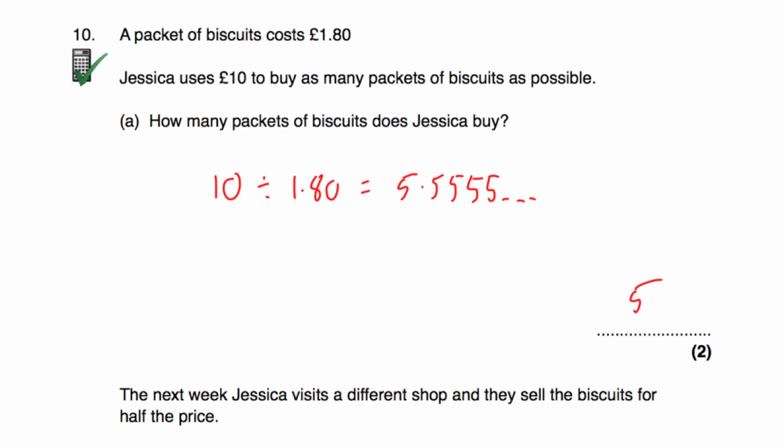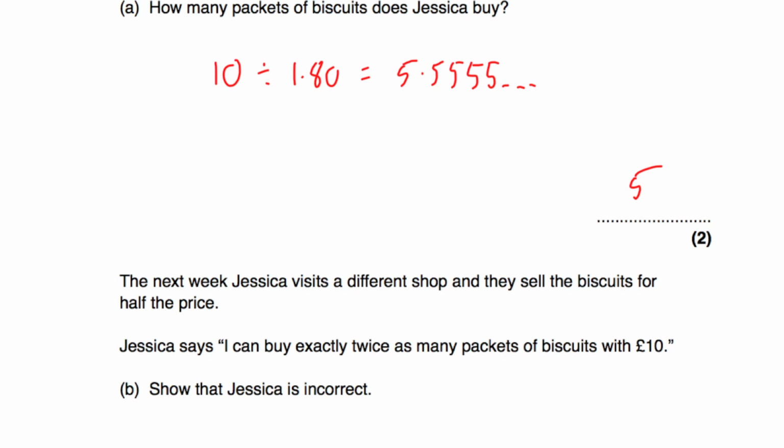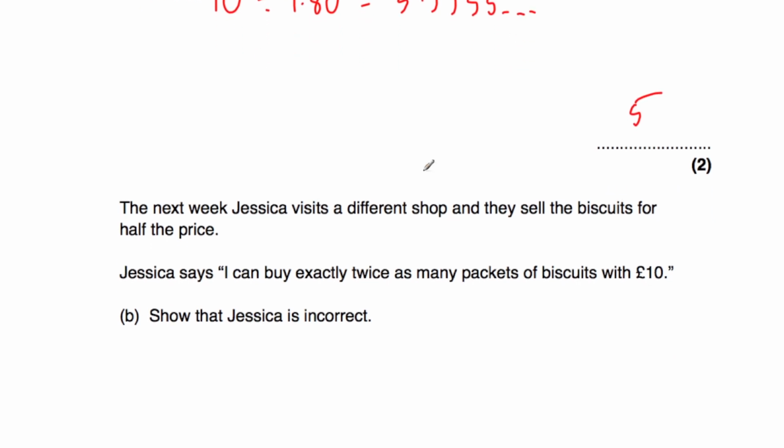And then if we have a look at the next part, it says next week Jessica visits a different shop and they sell the biscuits for half the price. So she should have gone to that shop in the first place.